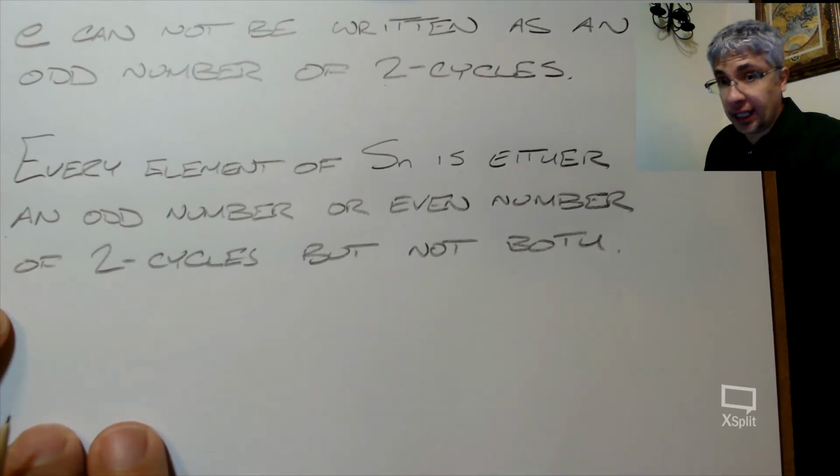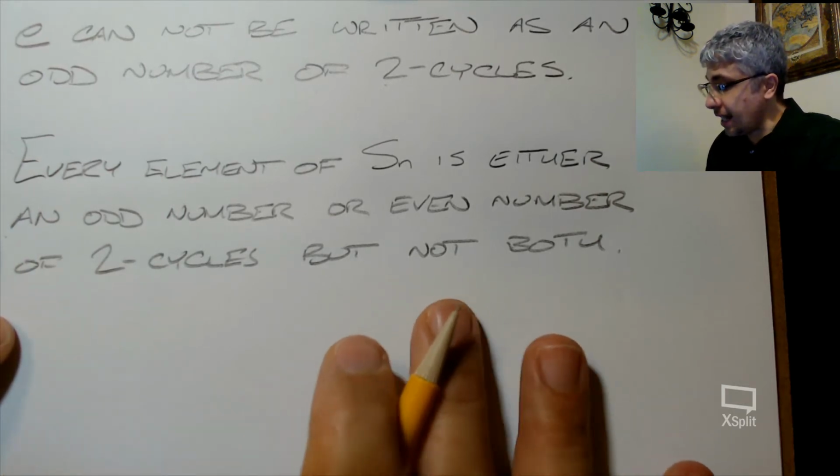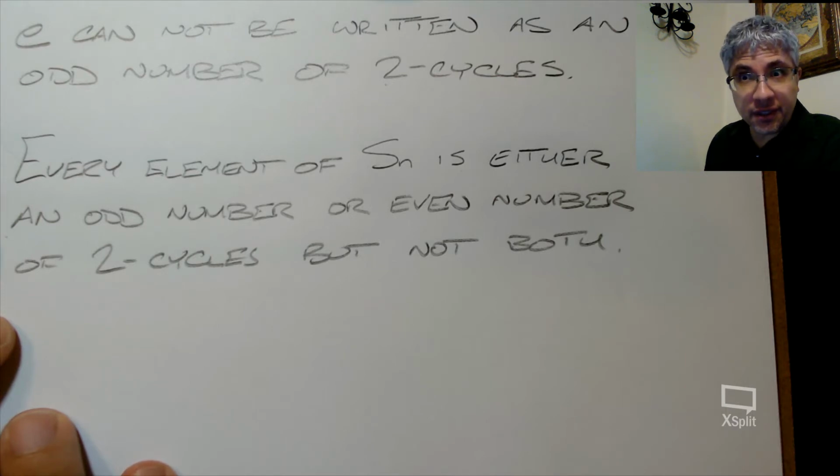One is I'm claiming that every element of the symmetric group, or permutation group, happens to be writable as either an odd number of 2 cycles or an even number of 2 cycles. So you can get to any permutation with just a product of 2 cycles of some length. But this is now claiming that every element is either an odd number or an even number, but not both. You can't have a permutation that you could reach both ways. You could either reach it with an odd number or you could reach it with an even number.